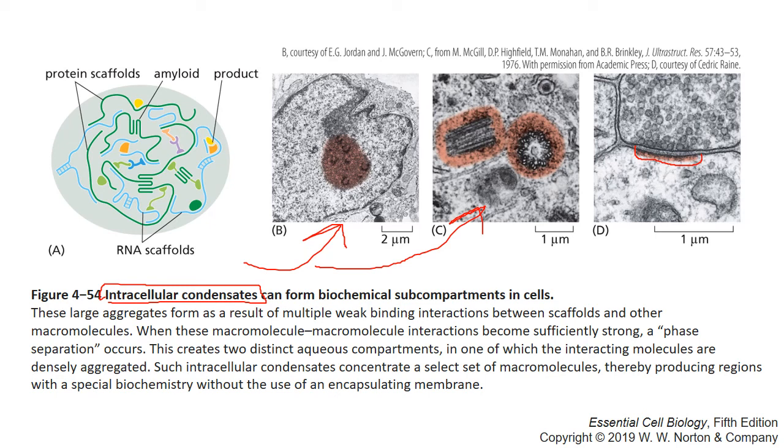So I like what it says over here. It says such intracellular condensates concentrate a set of macromolecules, thereby producing regions with a special biochemistry without the use of an encapsulating membrane. So unlike the rough ER and the smooth ER, they won't have a distinguishing membrane that will set them aside from the rest of the organelles in the cytoplasm.